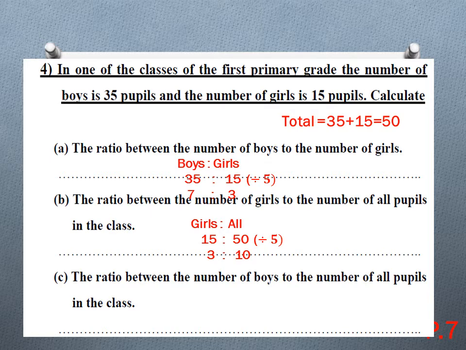The ratio between the number of boys to all pupils. I need boys to all. Write boys to all. The number of boys is 35 and all pupils equal 50. 35 to 50. Here we have in the units 5 and 0. Divide both of them by 5. 35 divided by 5 equals 7, and 50 divided by 5 equals 10. And this is the simplest form.